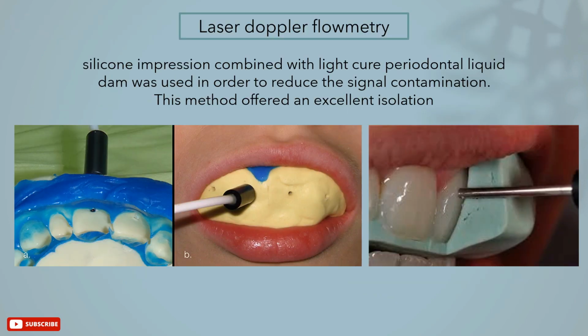Laser Doppler flowmetry. Just to differentiate between this and the Doppler ultrasound. Laser Doppler flowmetry is also a method to assess the vitality of teeth. The laser probe is placed on the tooth and it measures the blood flow. But with laser, you should make sure that the teeth are isolated. Firstly, you use a silicone impression around the teeth with holes inside it to enter the laser probe, and you should protect the gingiva with a light cure gingival dam, just to make sure that the laser signals will not be disturbed.